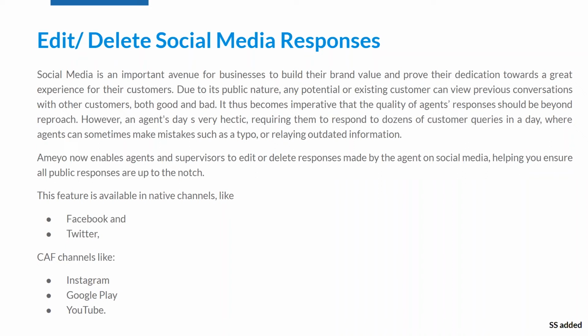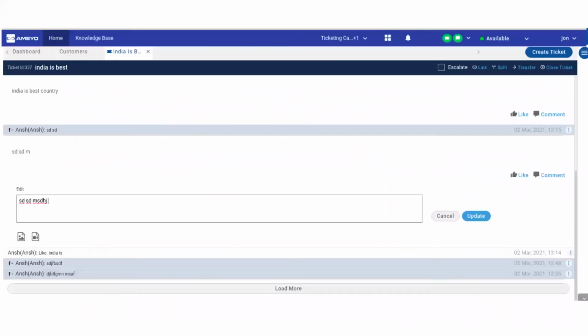Now, with this feature, it's possible to change or update the responses that the agents had made over social media or any of the other passive channels like Facebook, Twitter, Instagram, Google Play, or YouTube. So this is a screenshot that shows the feature, where what you see up over here is what the agent had previously replied, and now you are also able to edit it and post the updated reply.